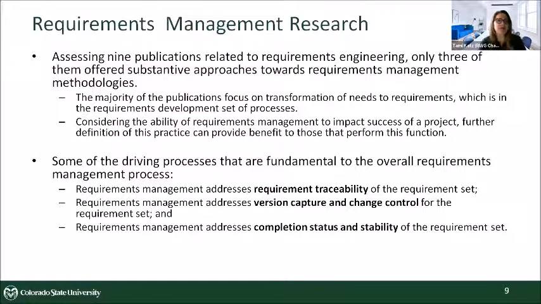I was pretty confused as to why the focus was all about developing requirements and not what to do with them once you had them. So I decided to look into that. That was one of the reasons I decided to get into this research, to see if there was anything we could put together, and that's what we're doing in the requirements working group. It's also what I did as part of the study to help address an understanding of this practice. The key themes in this practice are requirement traceability, change control, and completion status and stability.